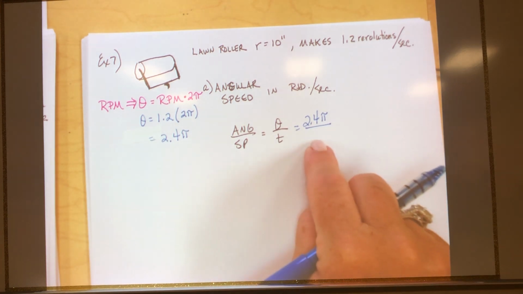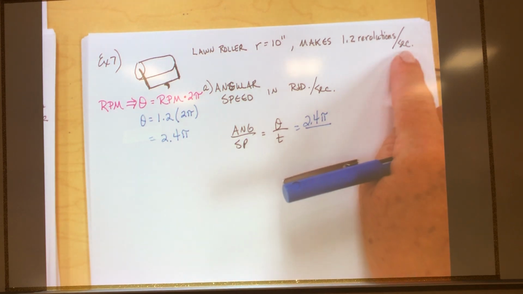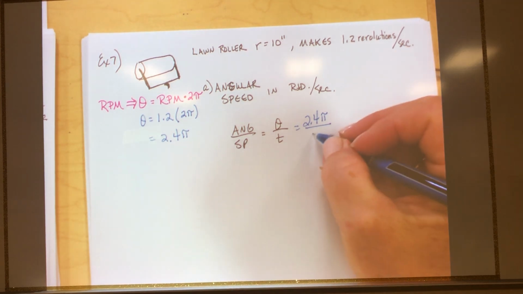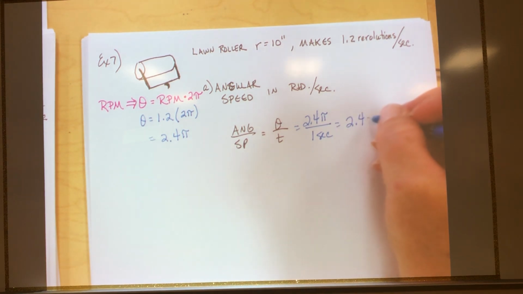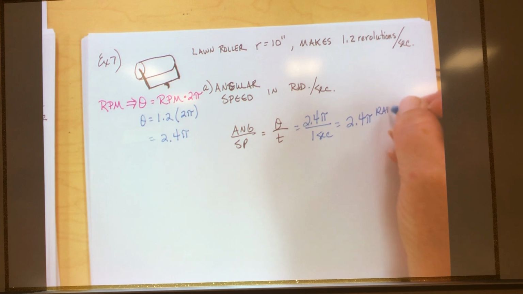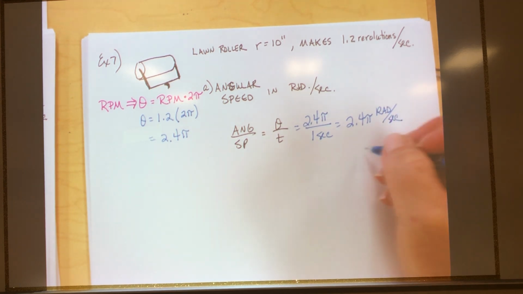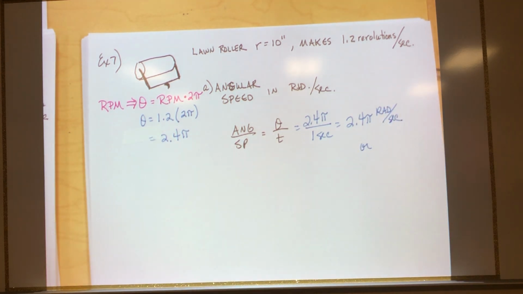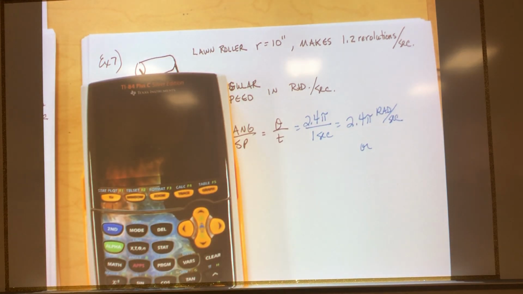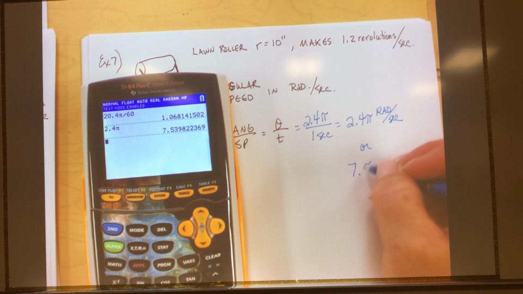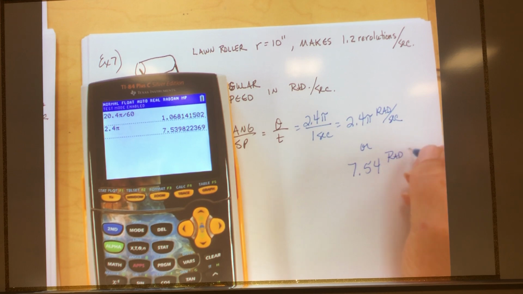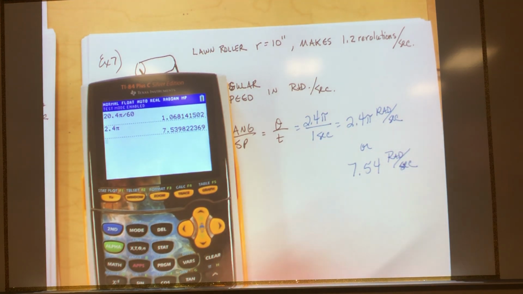Okay, what's my time? 1 second, per second, right there. So my answer can be 2.4 pi radians per second, or you could multiply that out if you wanted to. You could say 2.4 times pi and get 7.54 radians per second.